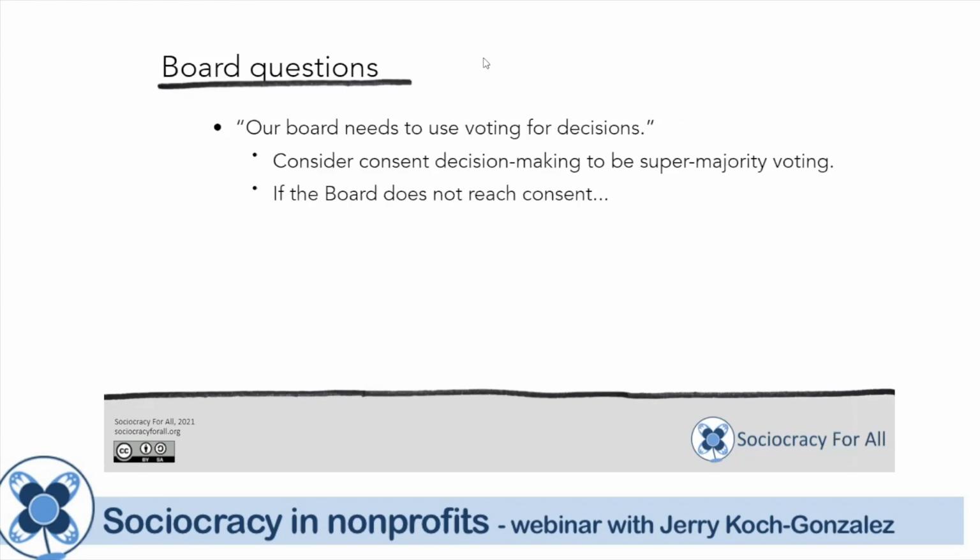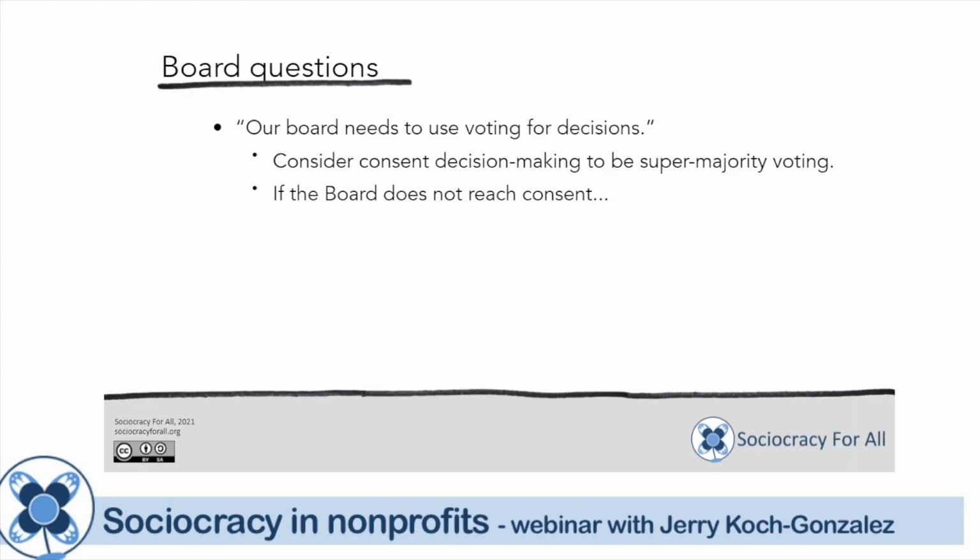Another question that sometimes comes up, oh, our board needs to use voting for making decisions. And this is sometimes where it comes up for me. It's like, we don't really understand what consent means, because consent, you can consider, in a sense, as a method of voting where it just happens that everyone is agreeing. So consider consent decision-making to be supermajority voting.